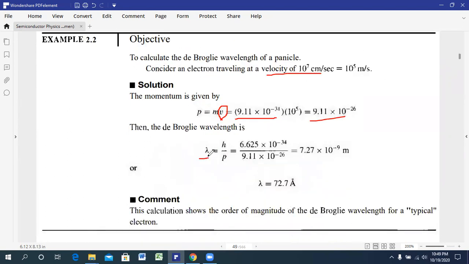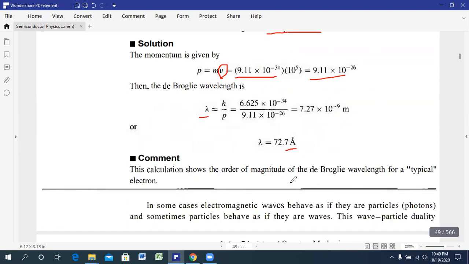Similarly, whenever we try to find the lambda value or wavelength value, we have to express this wavelength in terms of angstrom. 1 angstrom equals 10 to the power minus 10 meter, or 10 to the power minus 8 centimeter.